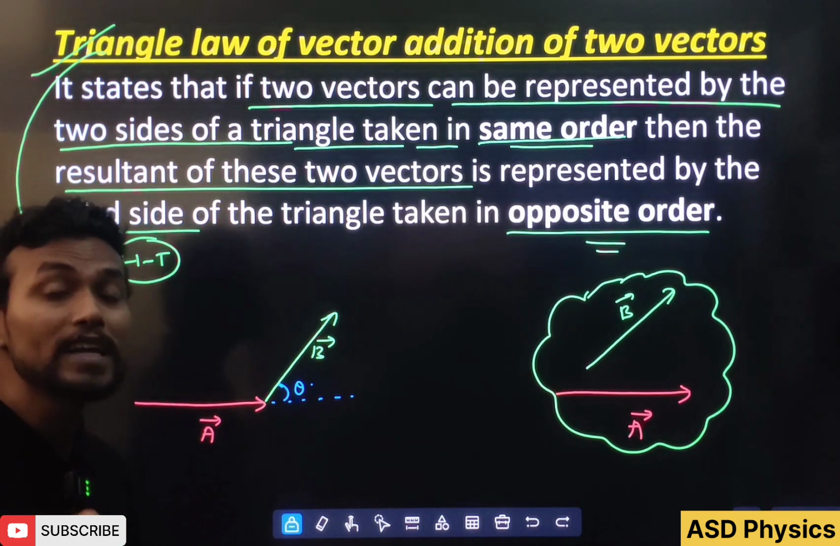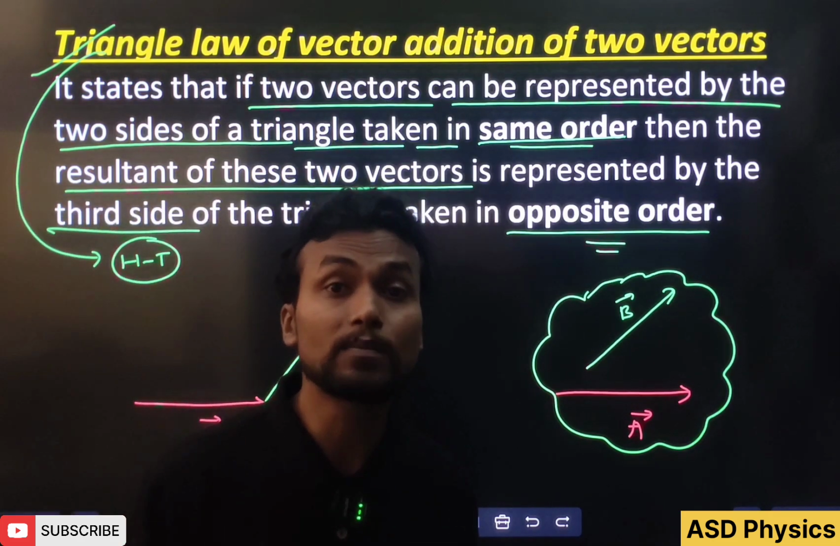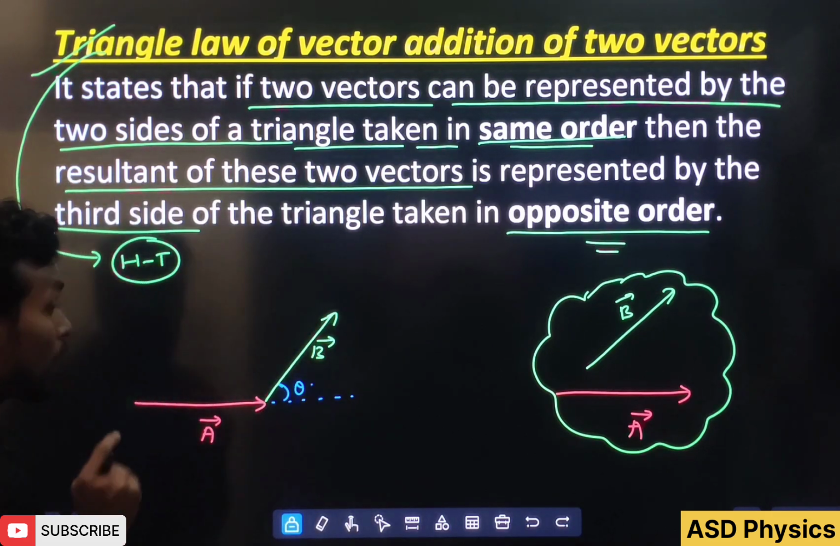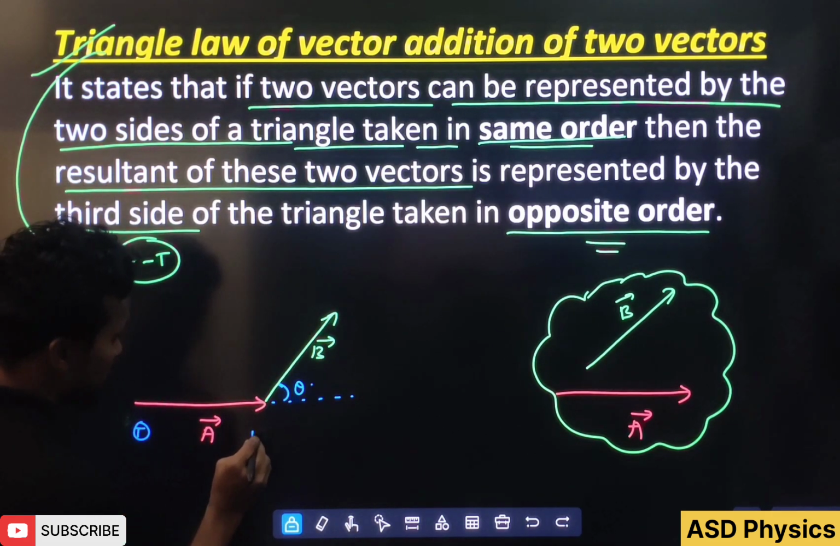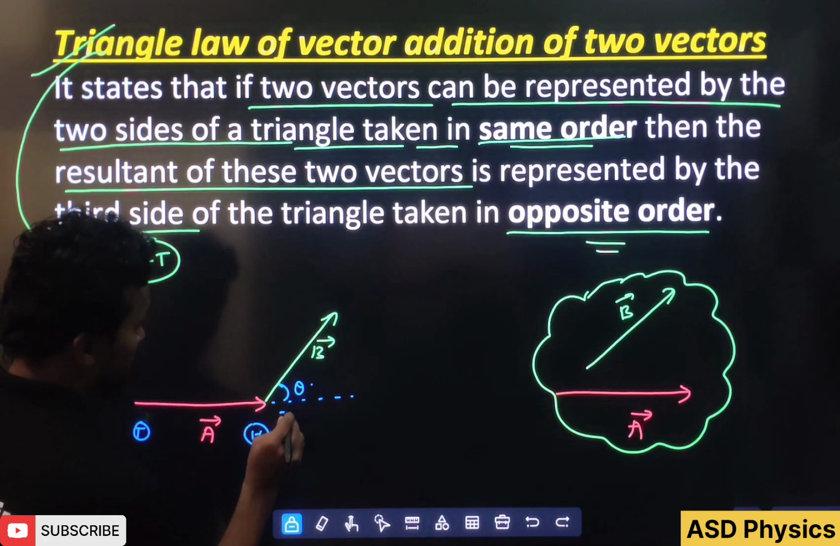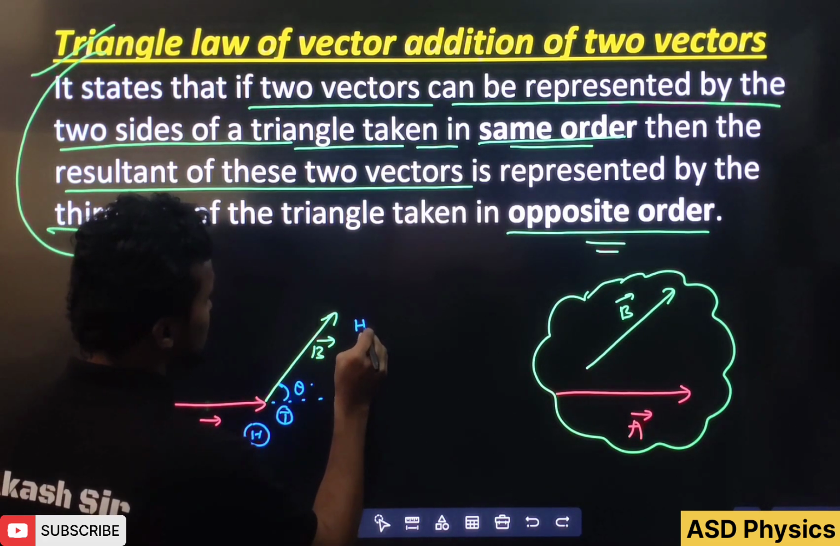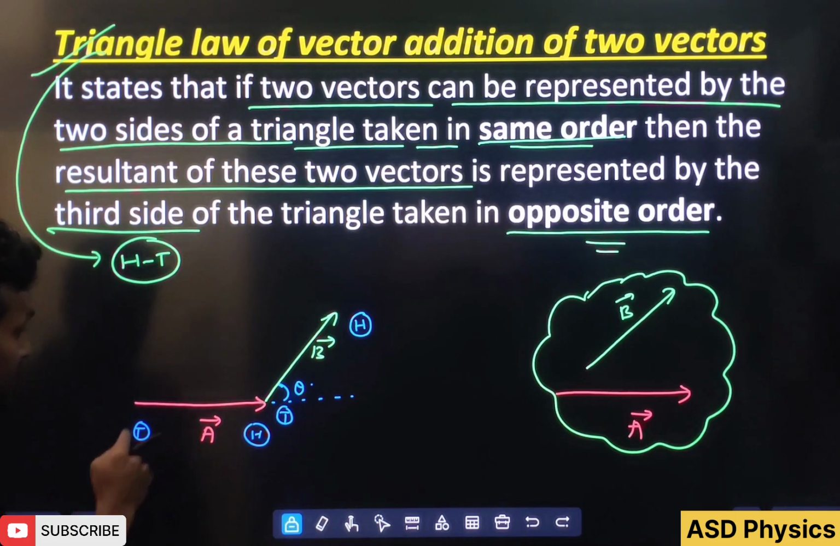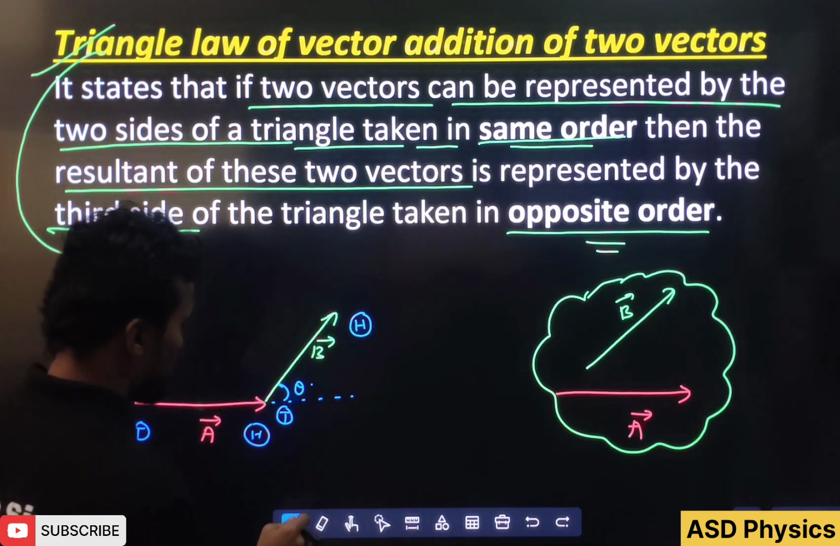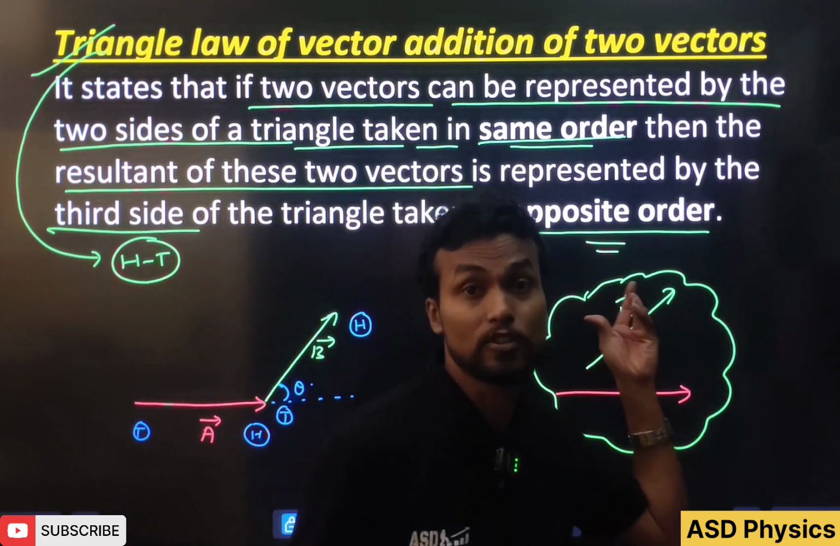Now how can we identify that vector A and vector B are in the same order? See please, this is the tail, this is the head of vector A. Again, this is the tail, this is the head of vector B. That means vector A and vector B are in the same order, tail, head. Now the resultant is represented by the third side of the triangle.